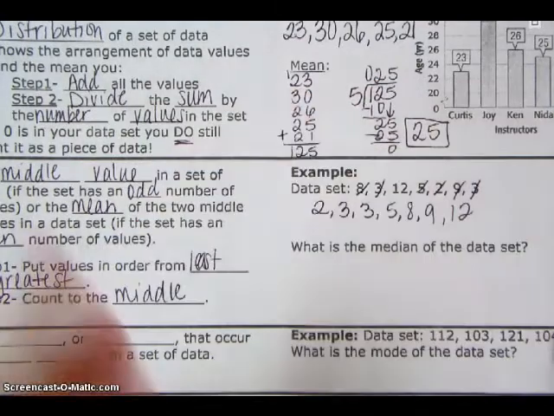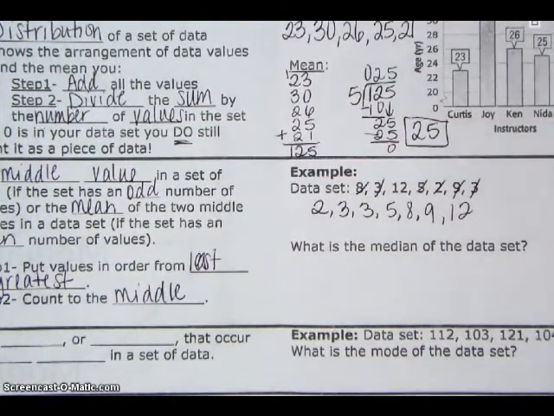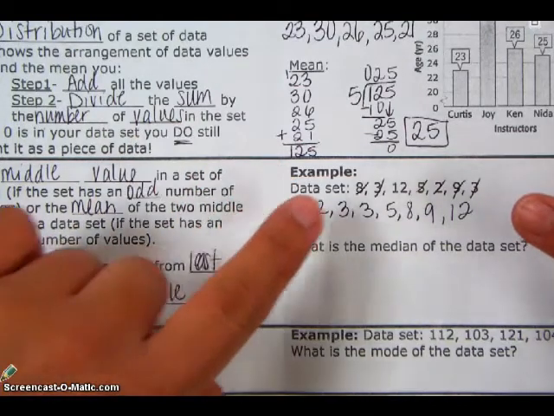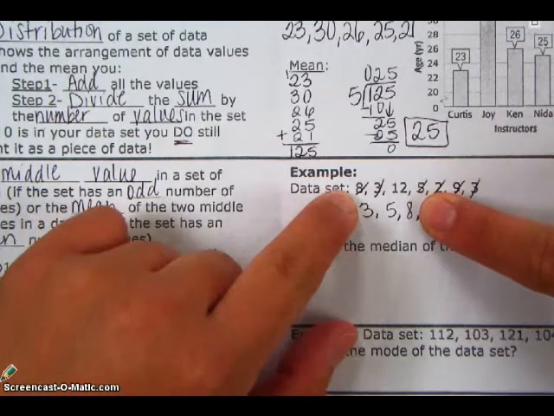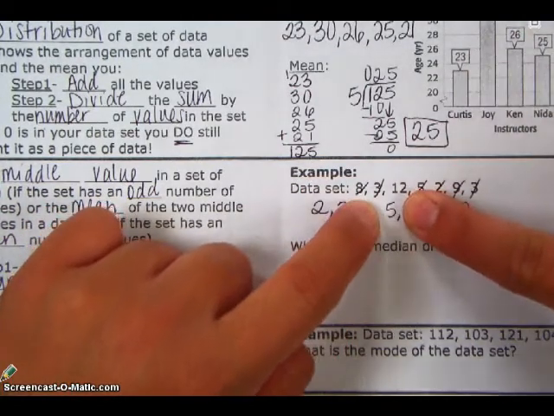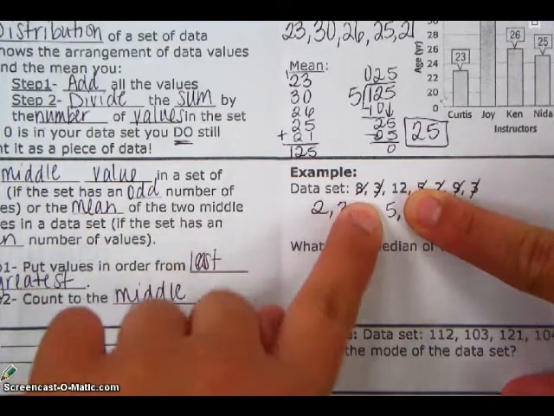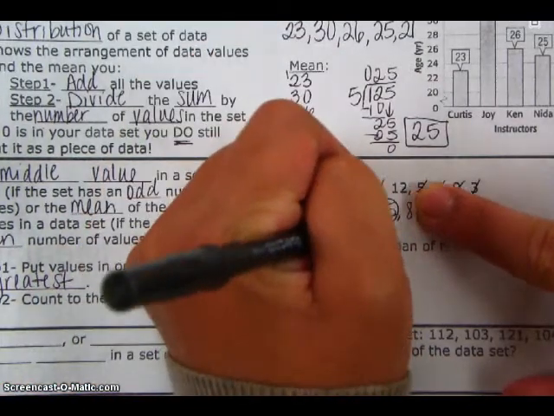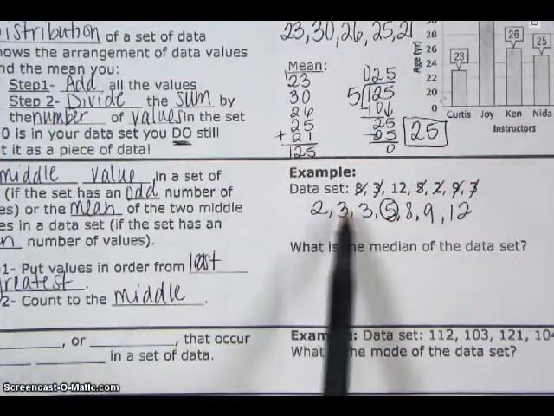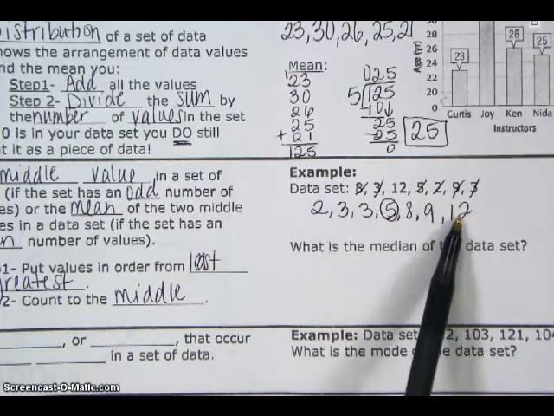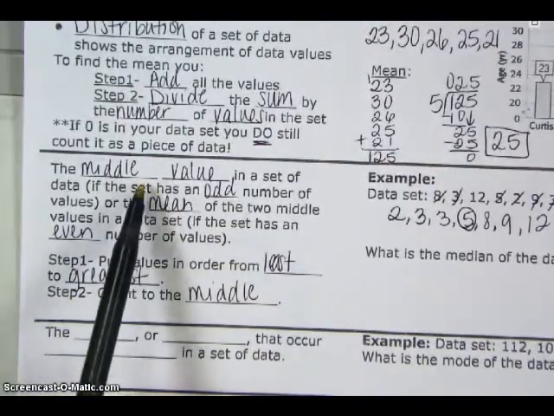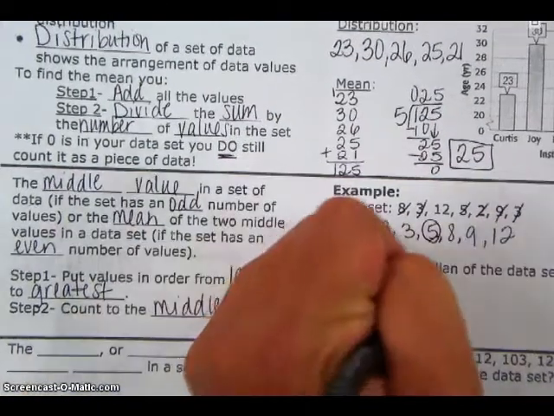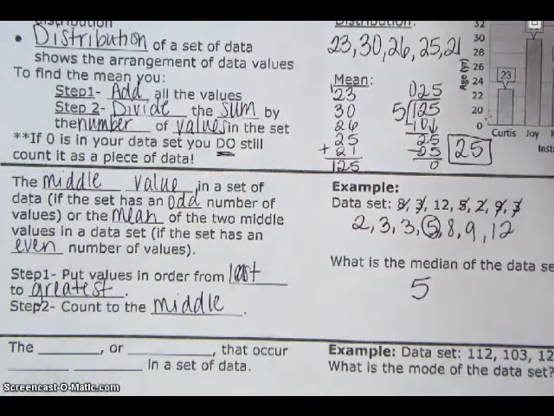Okay, so now that I have them in order from least to greatest, I'm literally going to count to the middle. So I always use my fingers and I cover one on the left, one on the right. Then another one on the left, another one on the right. Another one on the left, another one on the right, until I get as close as I can to the middle. In this case, since we had an odd number of data, we had 1, 2, 3, 4, 5, 6, 7 data values in our set. Since we had an odd number, that means it's going to be the middle value exactly, which is 5. So the median for this set of data would be 5.